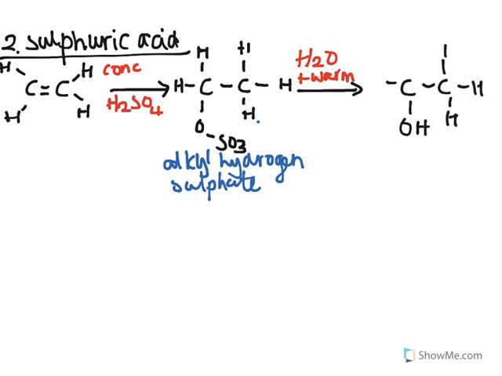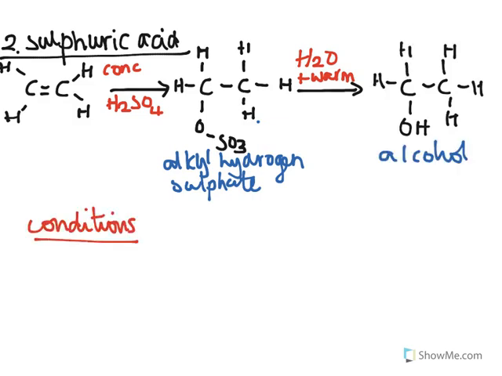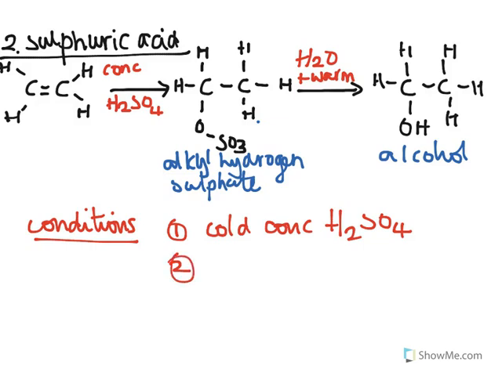In other words, this gives us a way of making alcohols from an alkene. So as I said, the first condition is cold concentrated H2SO4, sulfuric acid. We don't have to heat that up. And in the next step, to get the alcohol, we add water and we heat it. Now let's have a look at the mechanism.